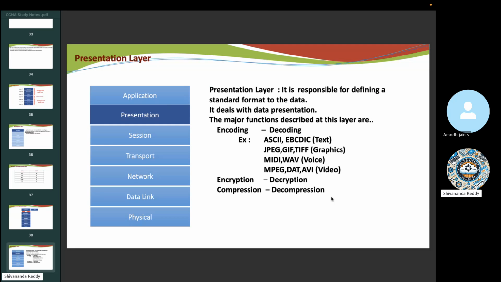Next, the presentation layer. The presentation layer is responsible for defining a standard format for the data. It deals with data presentation. The major functions described at this layer are encoding and decoding. That means the presentation layer handles the data in encoding or decoding format. For example, ASCII, EBCDIC, JPEG, GIF, TIFF, MIDI, WAV, MPEG, DAT, AVI. These are the standard formats available for encoding and decoding. Then encryption, decryption, compression, decompression. All these sorts of things are done by the presentation layer.